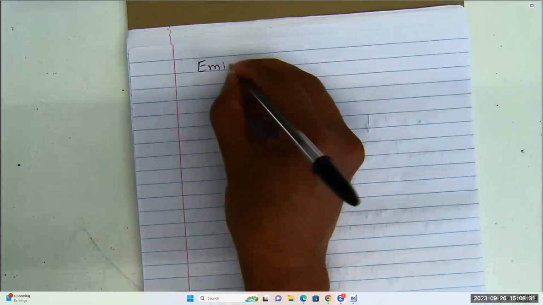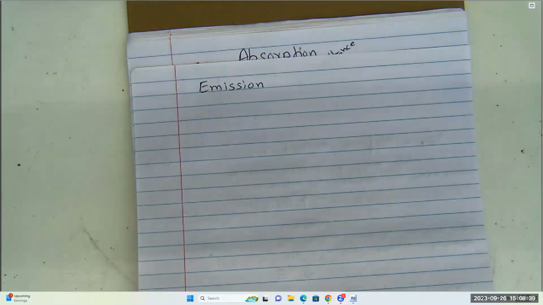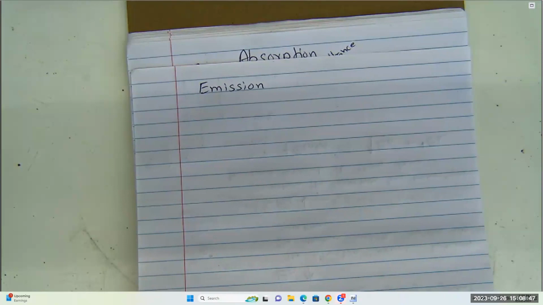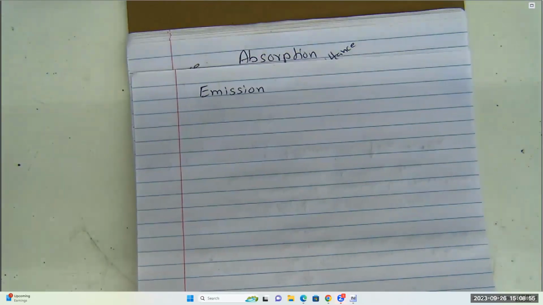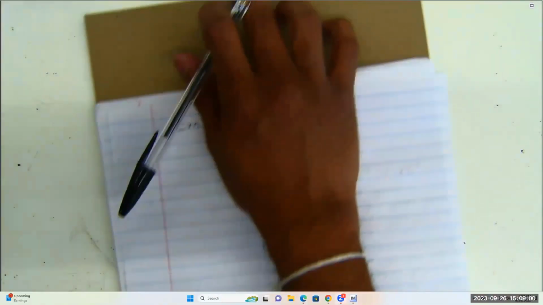Let's think about the emission process. Emission. Okay. So what should happen in the emission process then? The electron should go from where to where? Excited state to a lower energy state, right? So let's write that down. Electron moves, or we can say drop as well. Let's use the word drop.